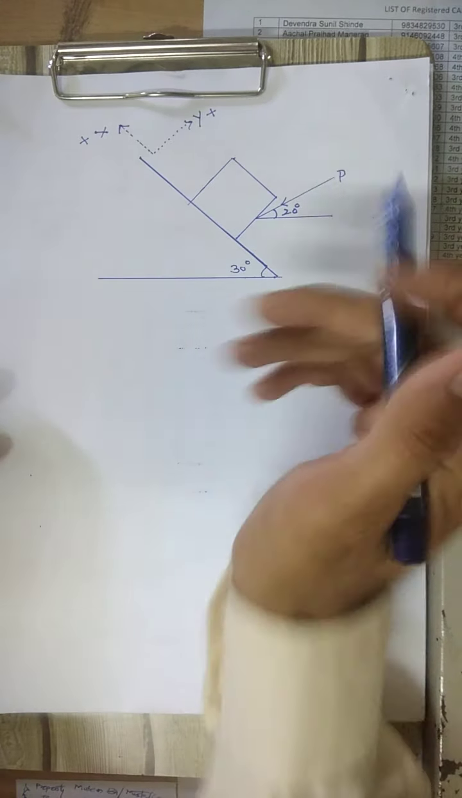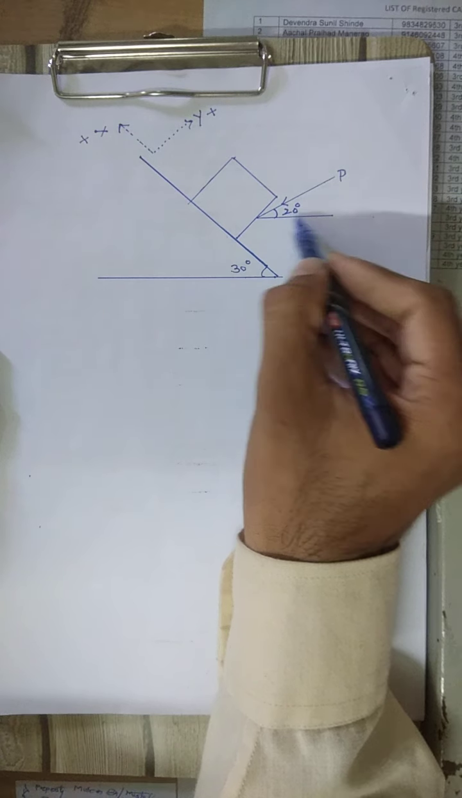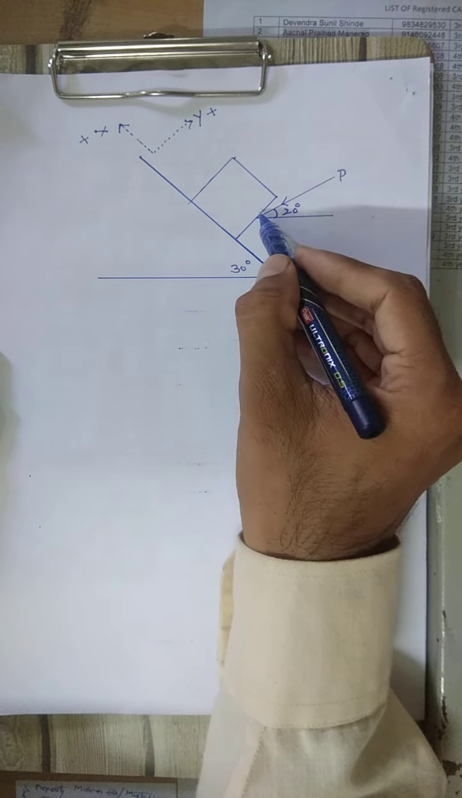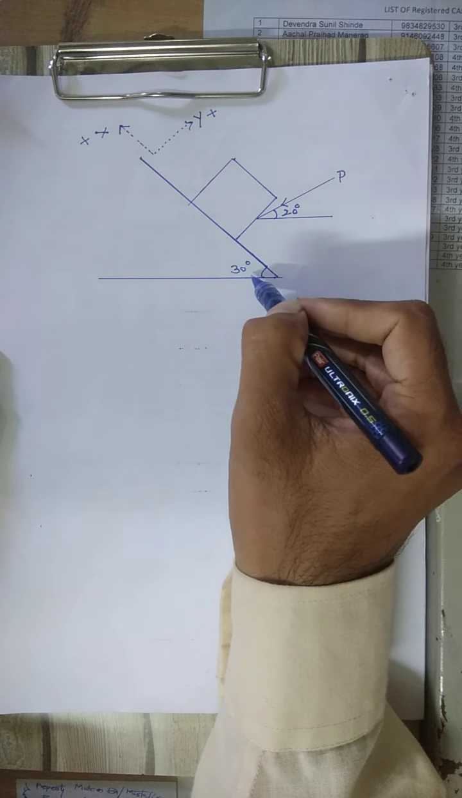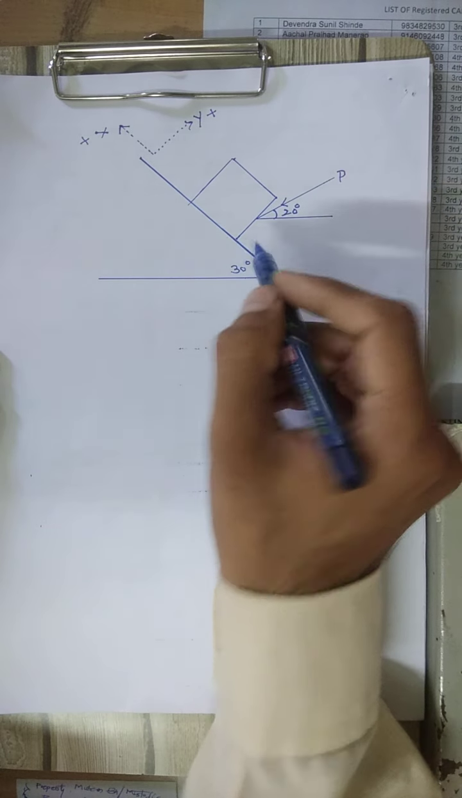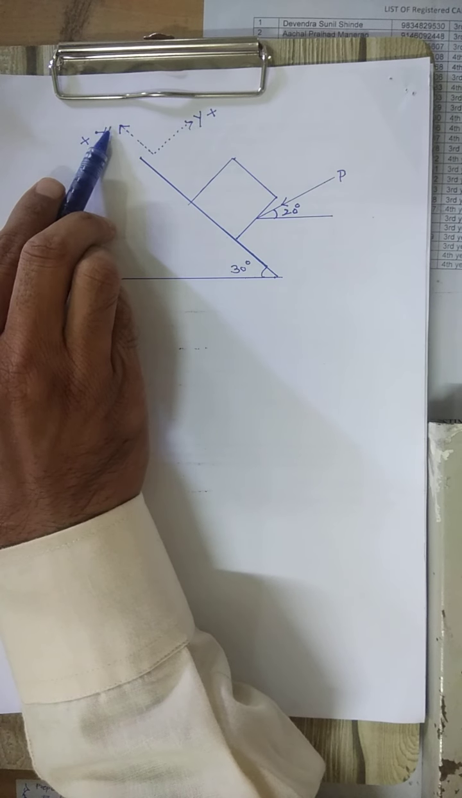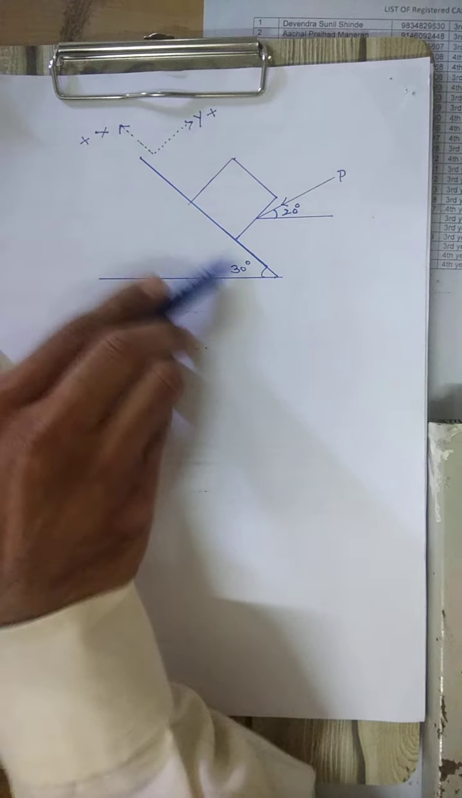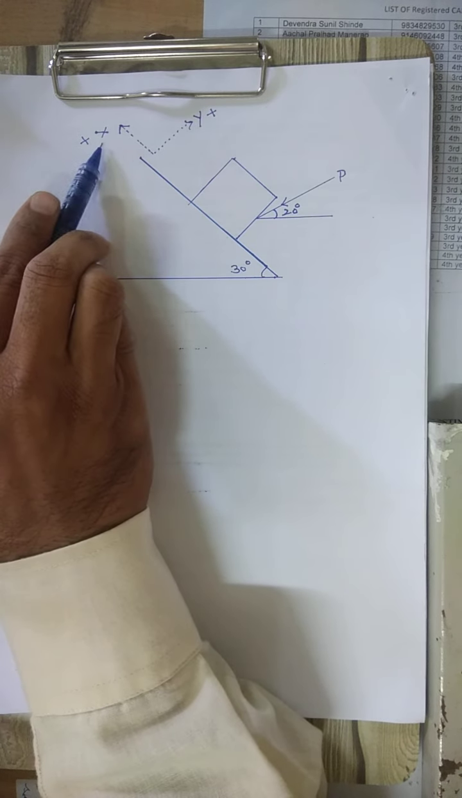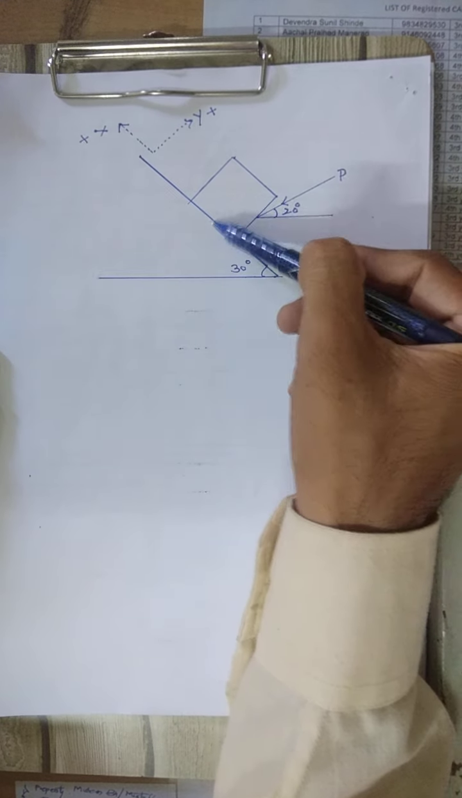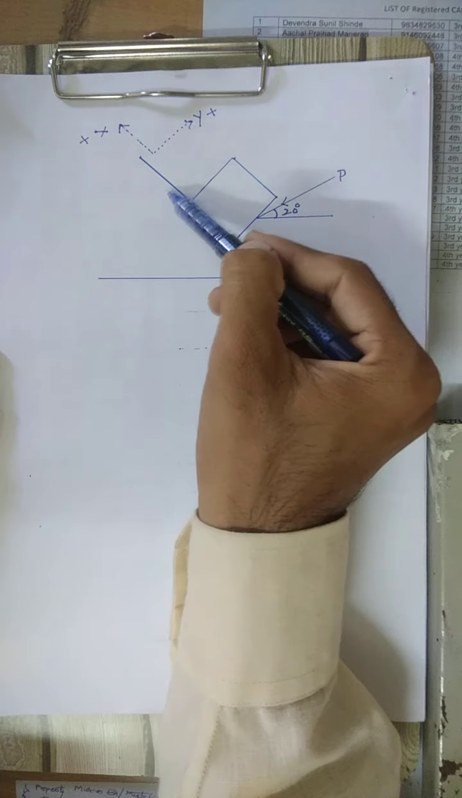Here I have drawn the same figure in which P is making an angle of 20 degrees with horizontal, a force acting on this block. This block has been kept on an inclined plane which is making an angle of 30 degrees with horizontal. What about the x and y axes? The x axis is parallel to the inclined plane, and perpendicular to the inclined plane is the y component. The y component is perpendicular to the inclined plane, and the x component is parallel.